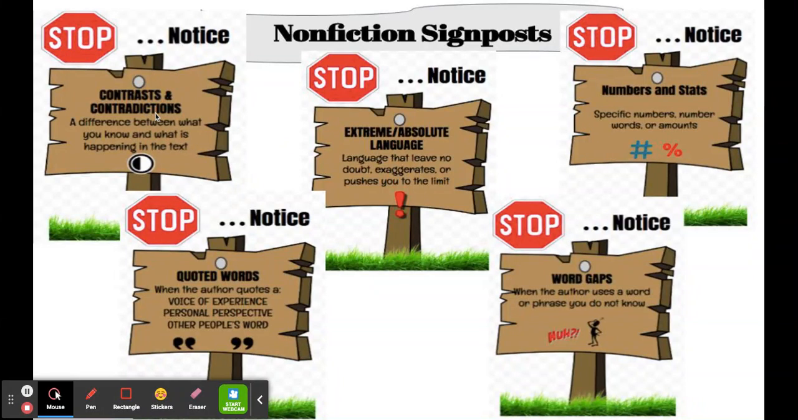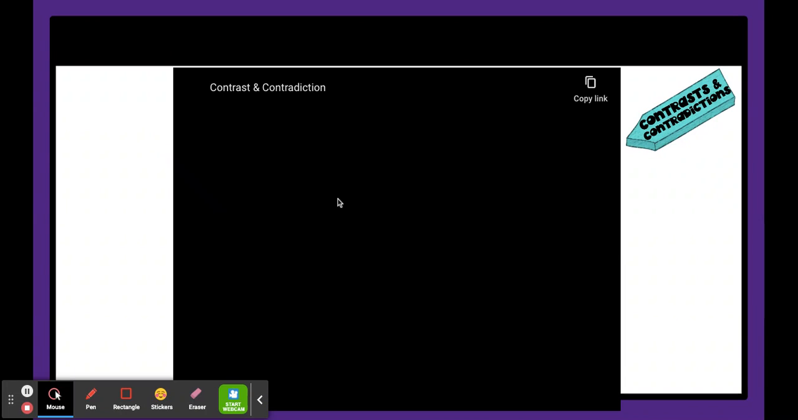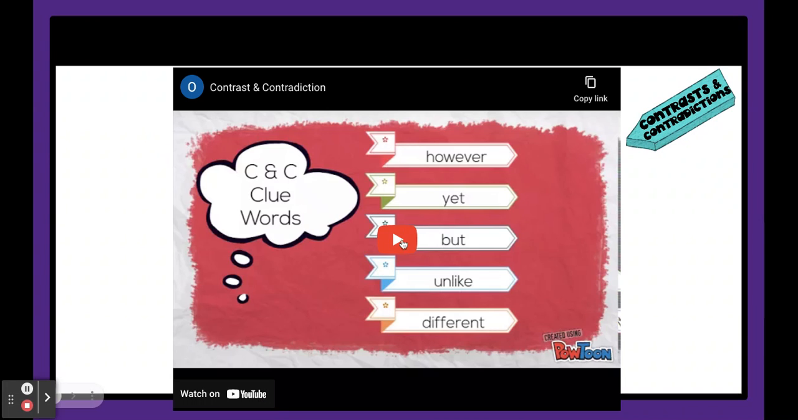Okay, so just like we did for literary, there are also nonfiction signposts. So we're going to start today by learning about contrast and contradictions. Should sound familiar because we talked about those with literary text as well. So let's figure out what those are in nonfiction texts.